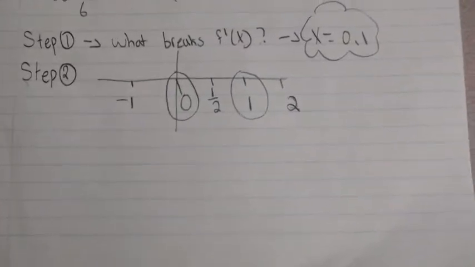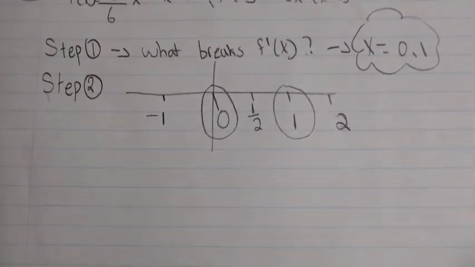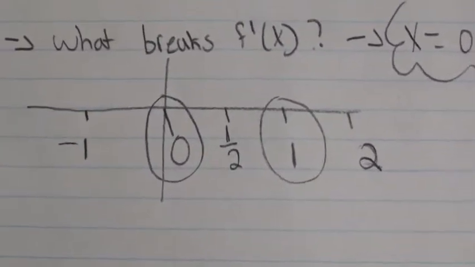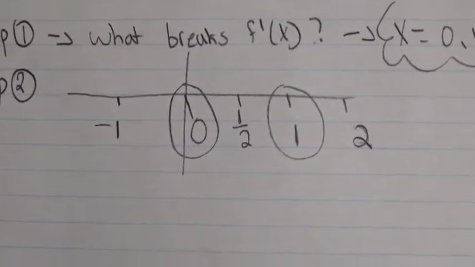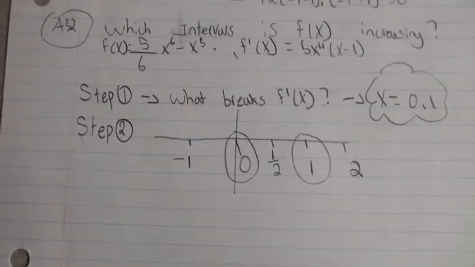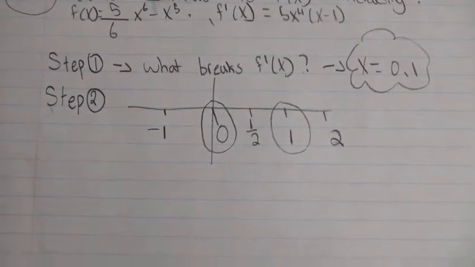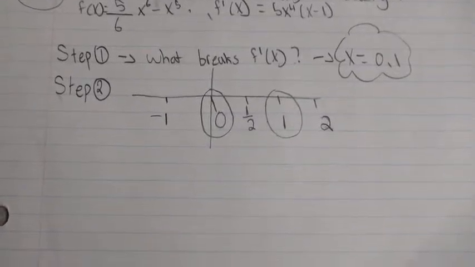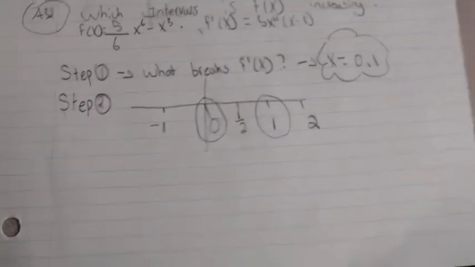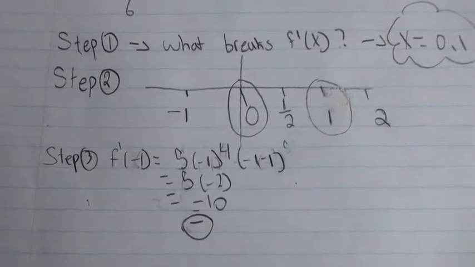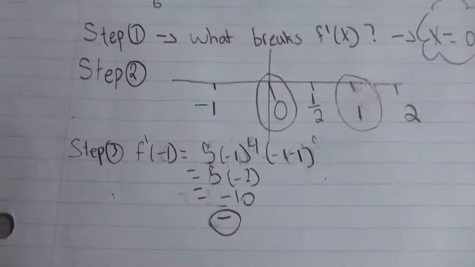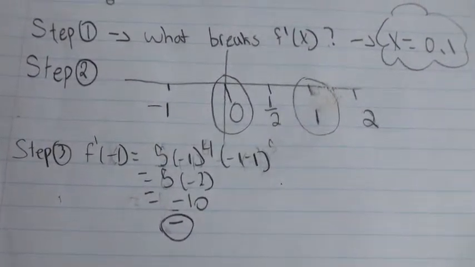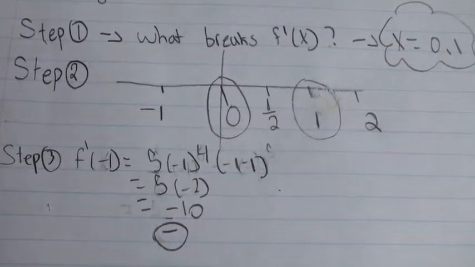So now we make our number line, right? We put our two critical points, and then we pick points in between these critical points and beyond them toward the infinities. So I got -1, 1/2, and 2. Now we must plug these back into the derivative and see what we get. Right now we're looking for positive and negative y values. So we plug -1 into the formula, and we get (-1) to the power 4, which is positive. -1 minus 1 is negative. So 5 times -2 is -10, which means it's decreasing at this interval.